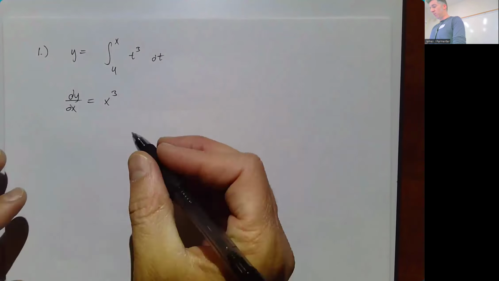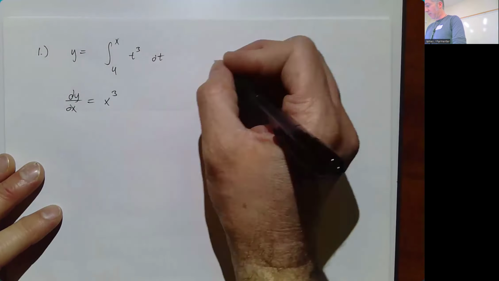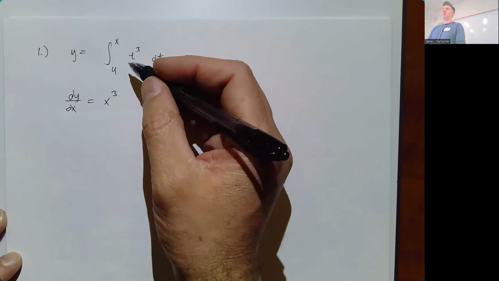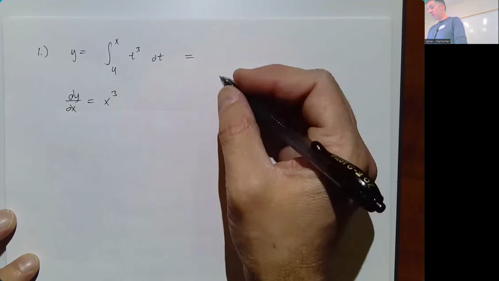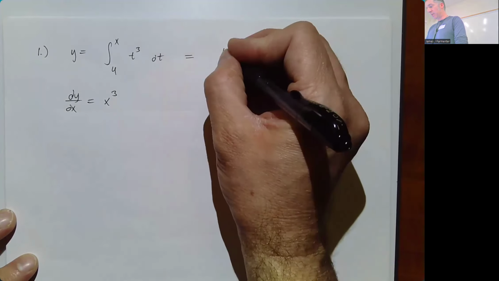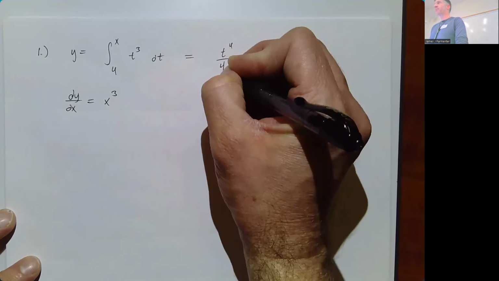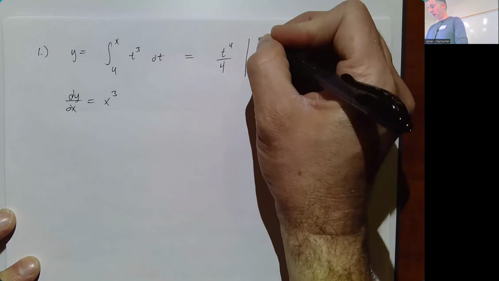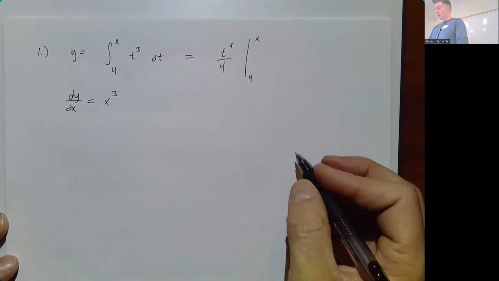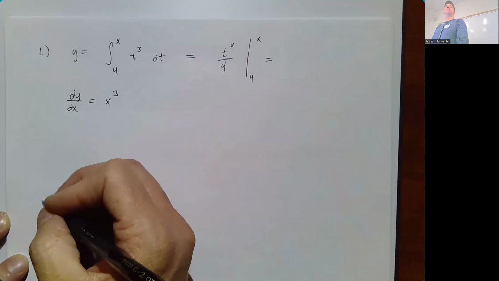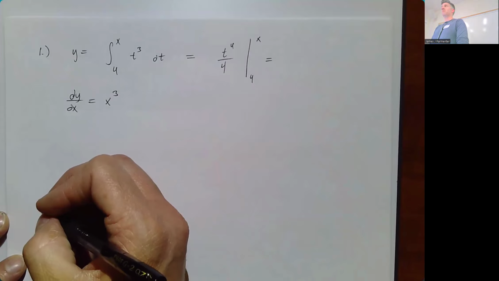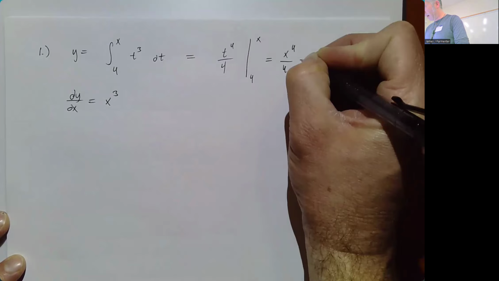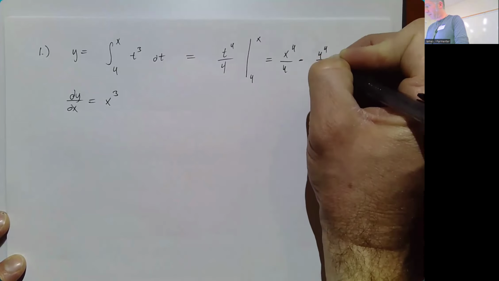second part here. But essentially what you could also say is that this integral, if you actually did the antiderivative of this using the second part of the fundamental theorem of calculus, the antiderivative of t cubed is going to be t to the 4th over 4. And then you're going to evaluate that between 4 and x. Plug in which limit first? Top, always the top first. So you get x to the 4th over 4 minus 4 to the 4th over 4.